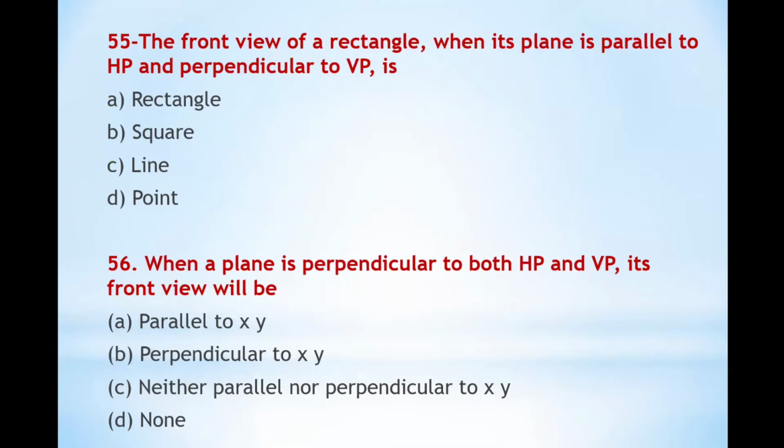Next: the front view of the rectangle when its plane is parallel to HP and perpendicular to VP is. So the front view of the rectangle means there is one rectangular plane, and its plane is parallel to HP and perpendicular to the VP. Then whatever the front view is, that has been asked.